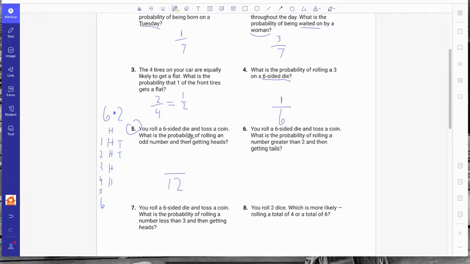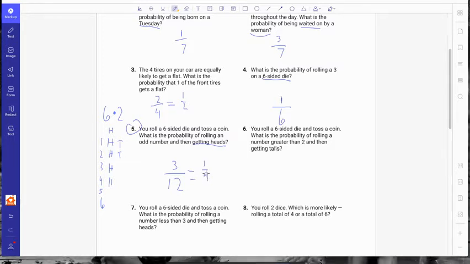And now what is the probability of rolling an odd number and then getting a head? All right. So how many ways can we get an odd number and a head? Well, we have 1, 2, 3. So there's 3 ways for us to have an odd number and a head. And I can reduce this down. We have 3 over 12. That comes down to 1 over 4. So there's a 25% chance of rolling an odd number and getting a head.